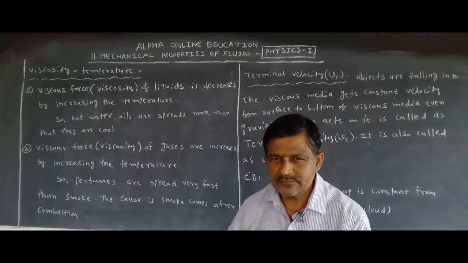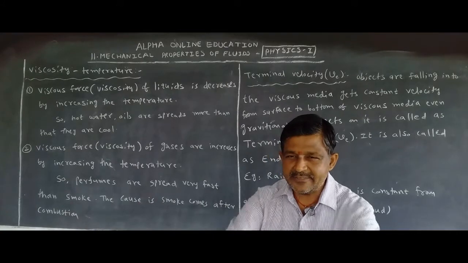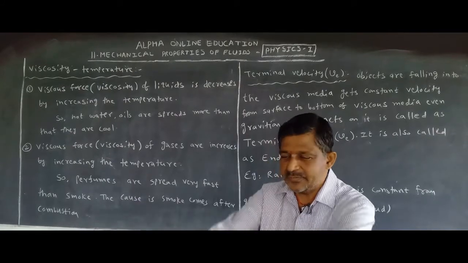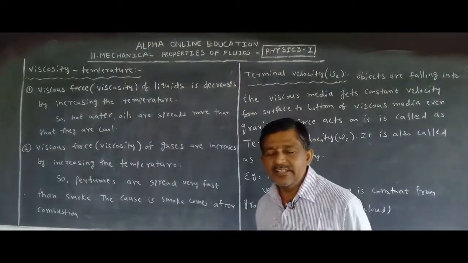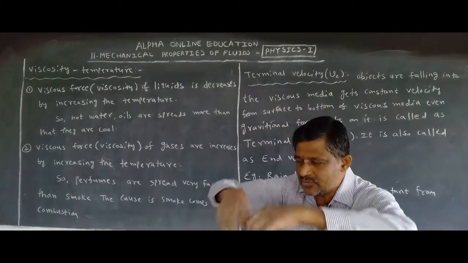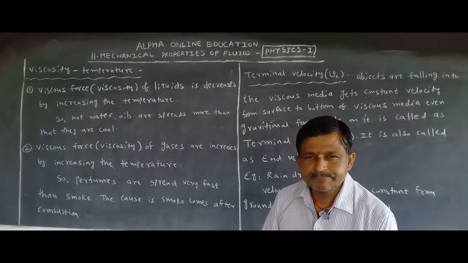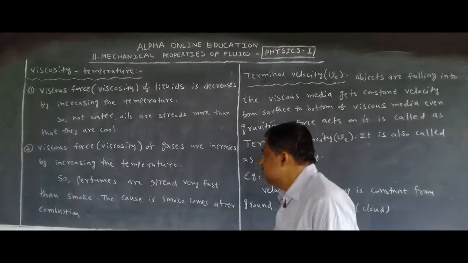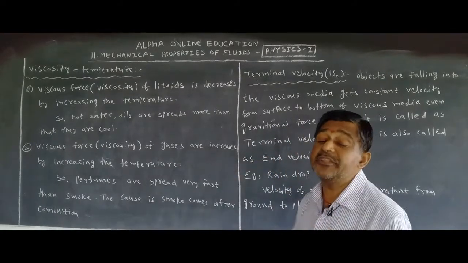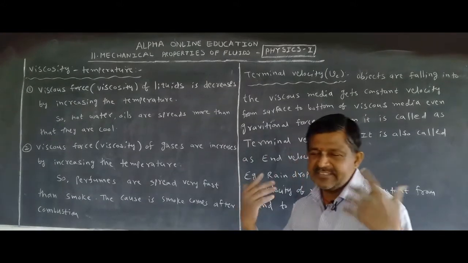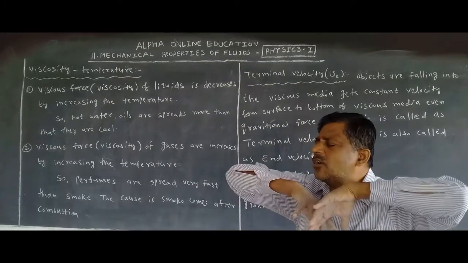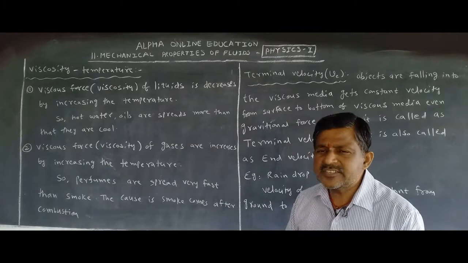Hot water, hot liquids, like tea or coffee or milk, when they are hot or warm, spread more than when cool. Why? When the temperature of liquids increases, viscous force decreases, so they spread very fast. Next, number 2: viscosity of gases increases by increasing the temperature. When temperature increases, viscous force of gases increases, which means they cannot spread rapidly; they spread very slowly.